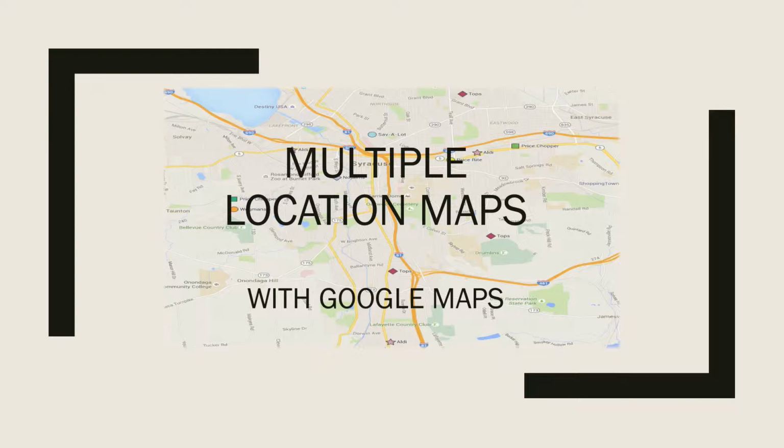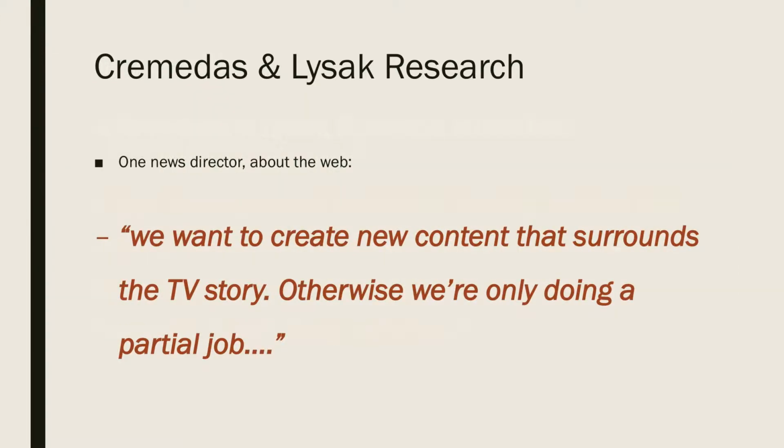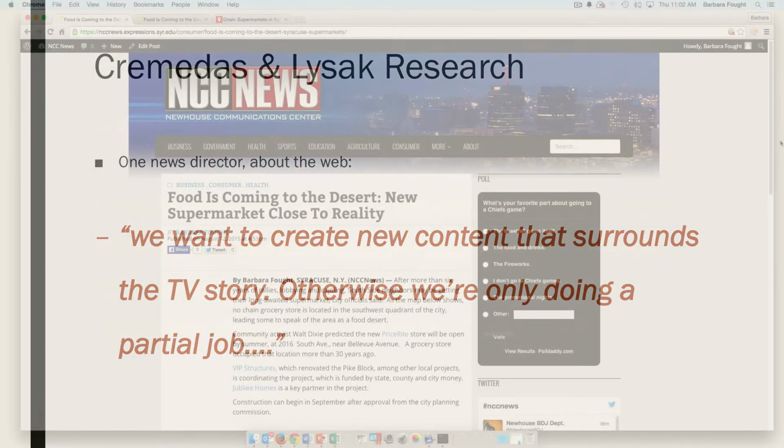But as we start talking about mapping with Google Maps, first, let's think about why you would want to make a map. Professors Kermitas and Lysak did a survey of news directors, and they found that most said they'd like to use the station's website to provide new and additional information to users. For example, extra video footage or documents or historical perspectives, or maybe a map. And one even said, we want to create new content that surrounds the TV story. Otherwise, we're only doing a partial job. So we want you with these JTools units to be able to do a full job and to have complementary ways to add to your radio or TV story.